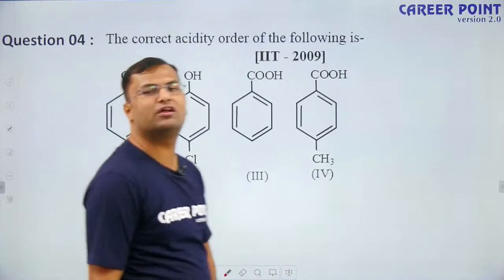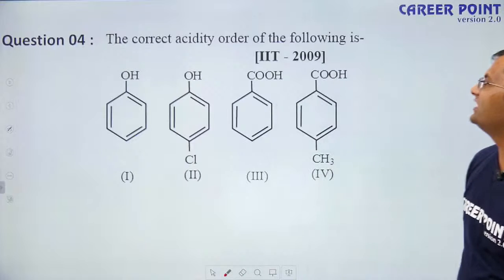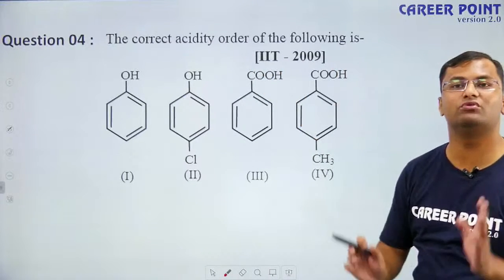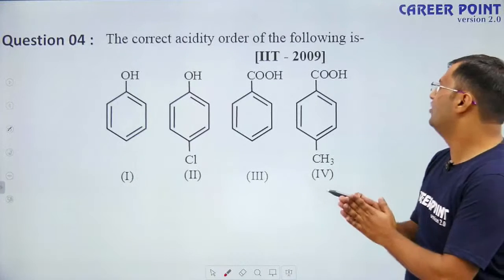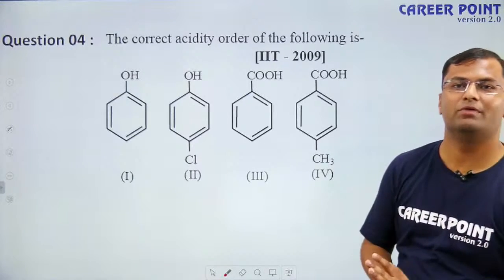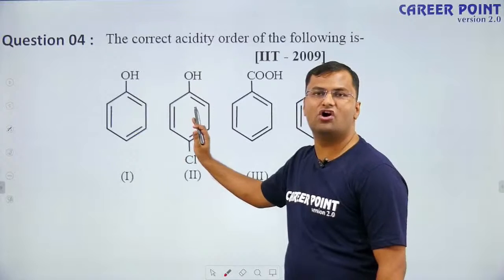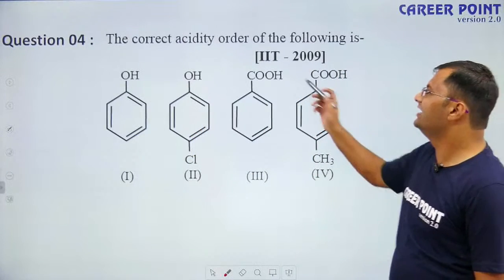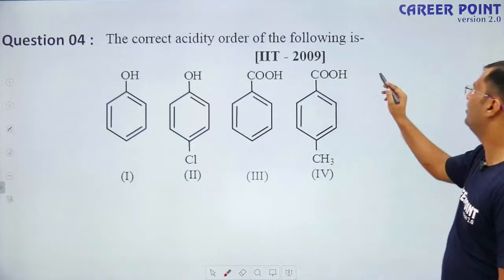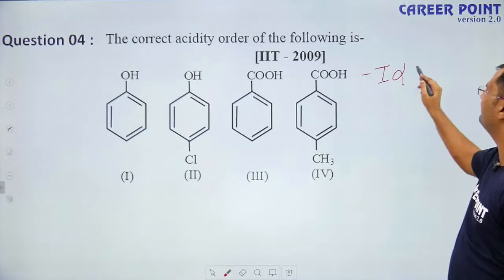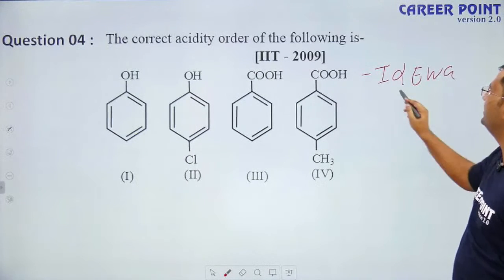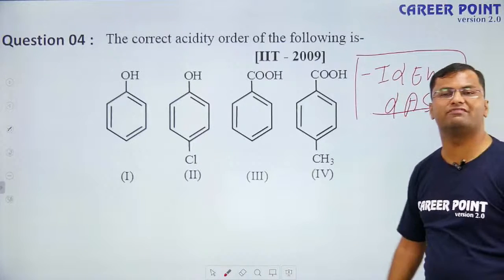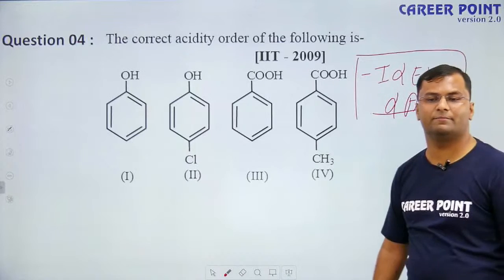Now we will move further for question number 4. You have to find out the correct acidity order of the following compounds. This is a very important compound because here 2 groups are phenol and 2 groups are benzoic acid. Again, you have to find out the acidic strength. We already know that minus I effect is directly proportional to electron withdrawing capacity, which is directly proportional to acidic strength. But you have to find out the minus I effect or electron withdrawing capacity. Clear?